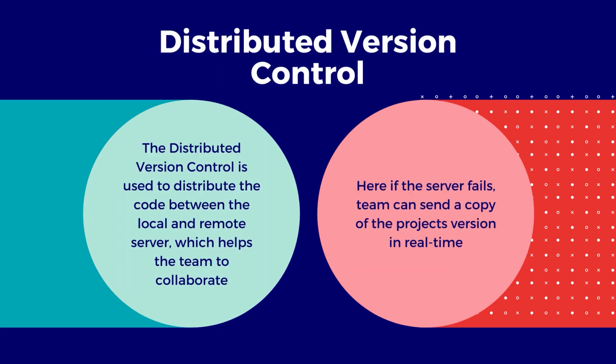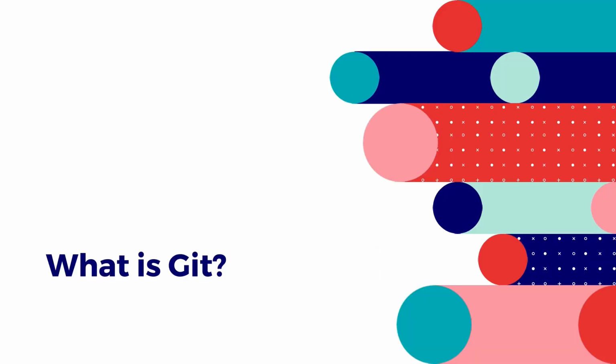Finally, we will see distributed version control. The distributed version control is used to distribute the code between the local and remote servers, which helps the team to collaborate. Unlike other types of version control, here if the server fails, the team can send a copy of the version of the project in real time. Till now, we have seen the types of version control. Now, we will discuss Git.